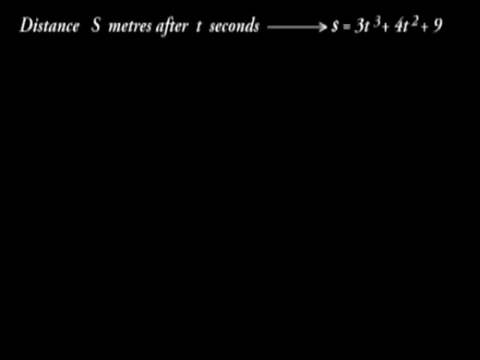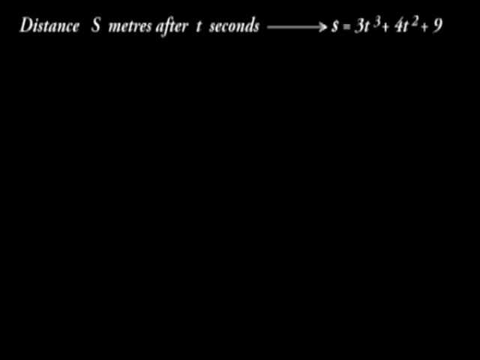Integration in kinematics. If we differentiate an expression for distance, we get the velocity function. If this function is differentiated further, we obtain the acceleration function. Suppose an object moves in a straight line such that the distance s in meters after t seconds is given by s is equal to 3t cubed plus 4t squared plus 9.